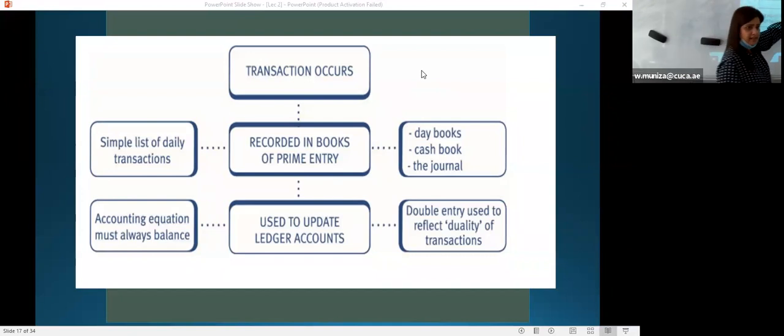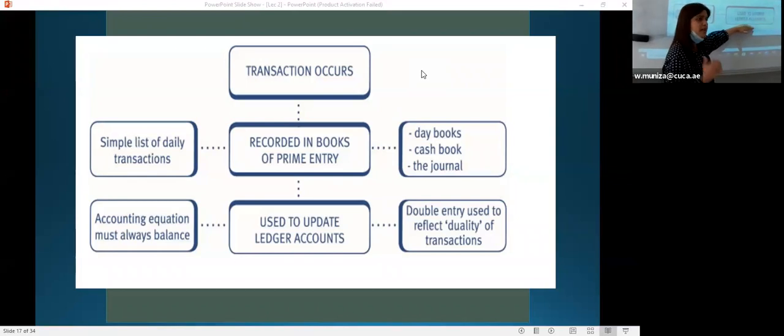After the recording phase ends, the next phase starts, that is classifying the transactions. Accounting is an art of recording, classifying. The next stage is to classify those accounting transactions which we have recorded in the first phase. We classify the transactions into the ledger accounts. The first step ends in the books of prime entry. The next step starts and ends in the ledger accounts.